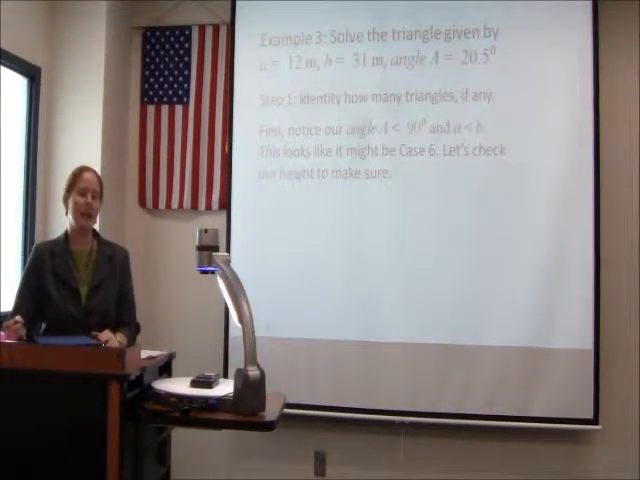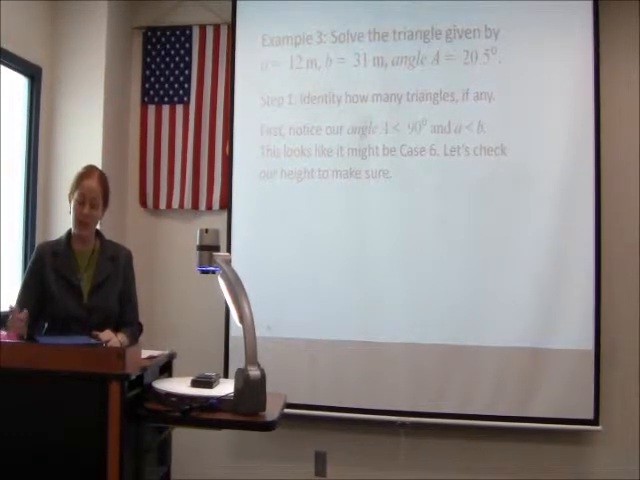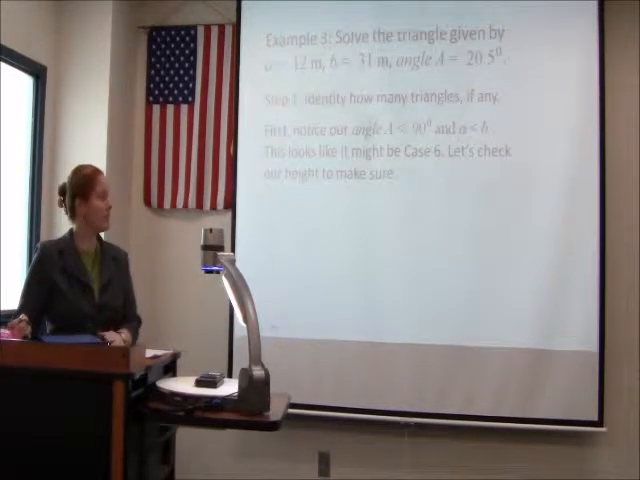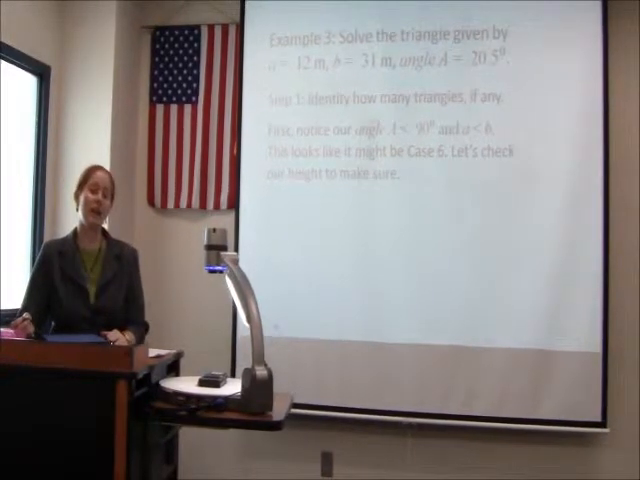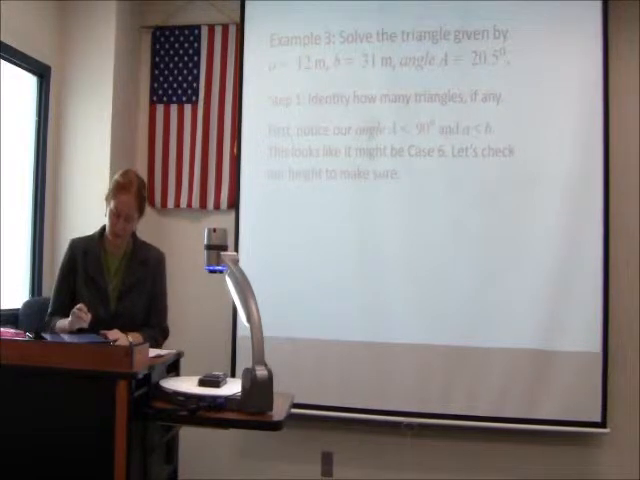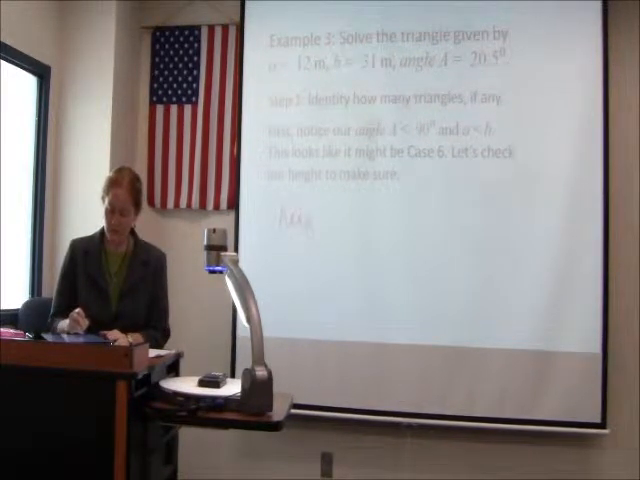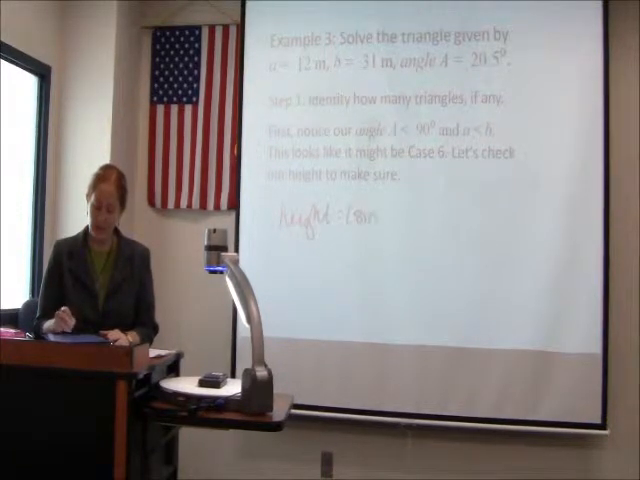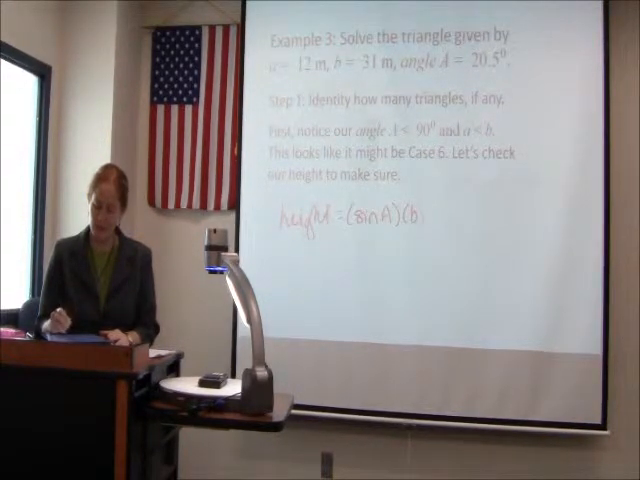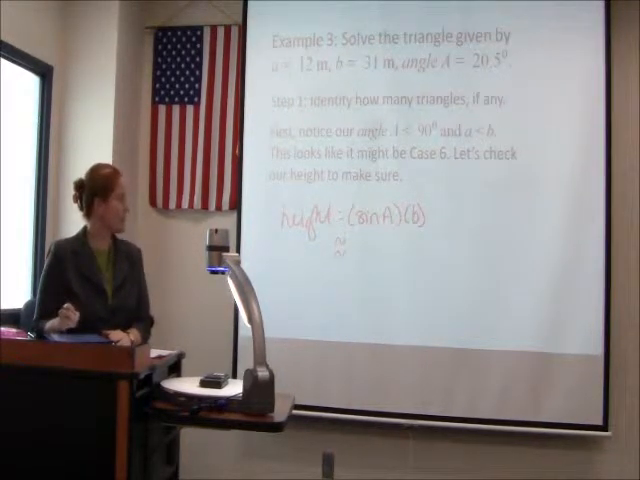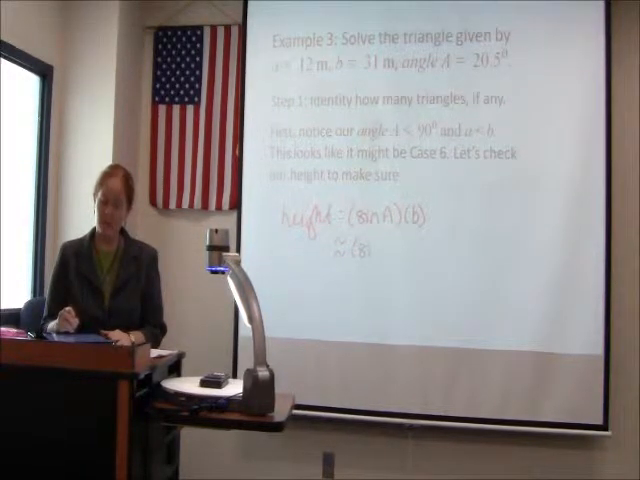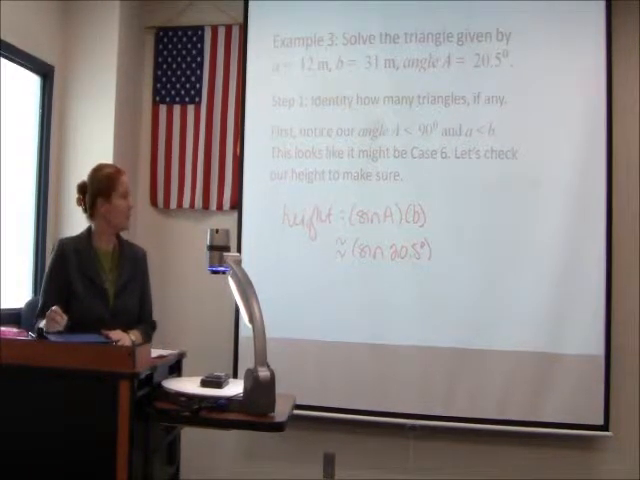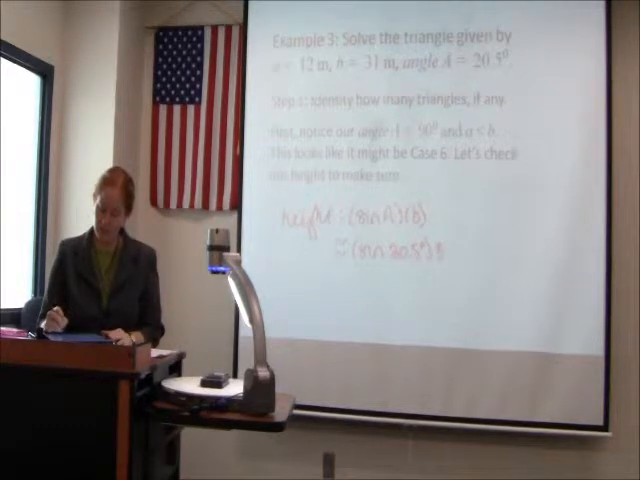First, notice that our angle A is acute, which means it's less than 90 degrees. And I also notice that the side A is less than B, so this is looking like it might be case 6. But let's go ahead and check our height to make sure. So again, our height is equal to the sine of A times our length B. Now it's going to be an approximation again. So this is going to be the sine of 20.5 degrees times 31 meters.